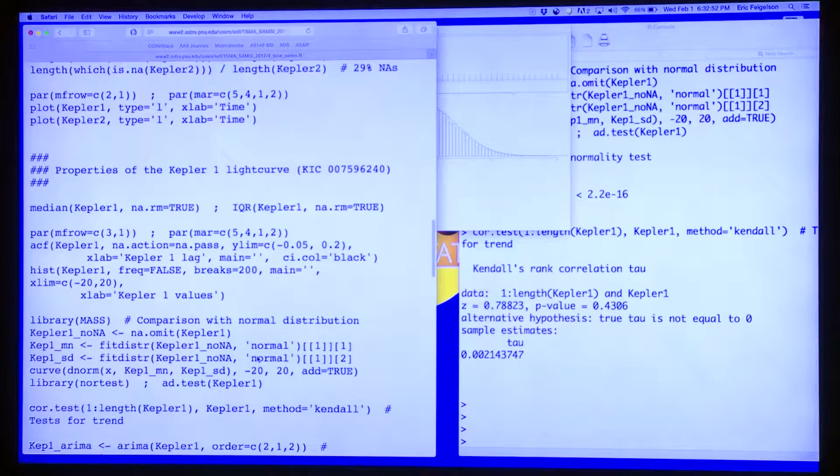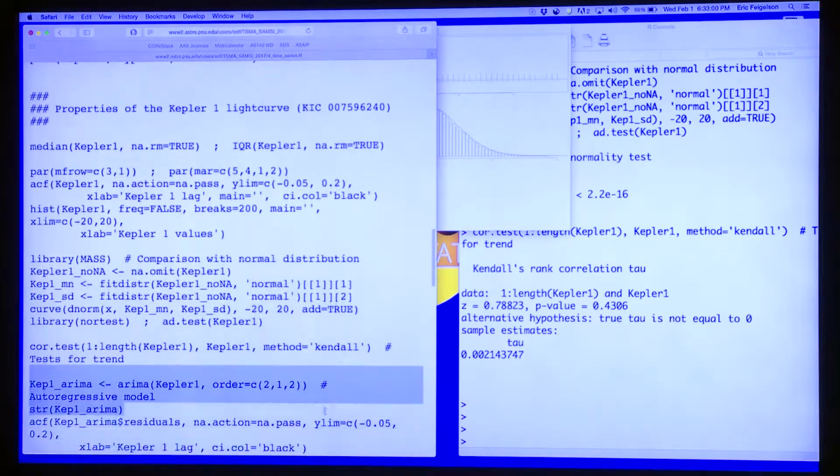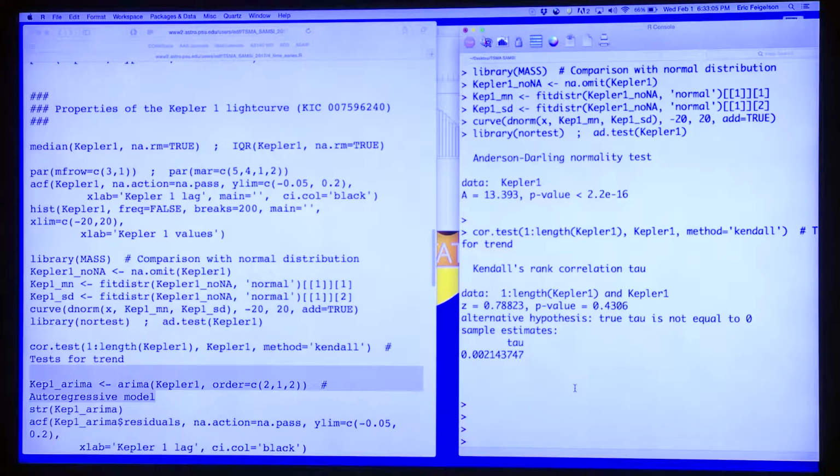I don't think any time series analyst would ever dream up this combination of properties. But these stars are interesting. They literally have different characteristics, and this one has those characteristics. I'm not intelligent. I just chose this one randomly.